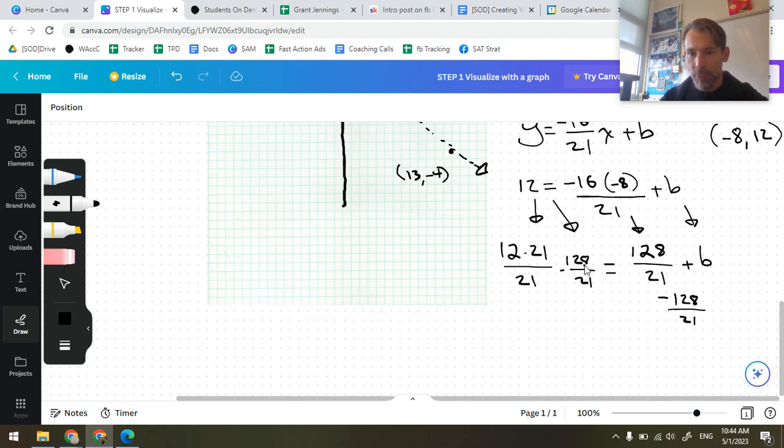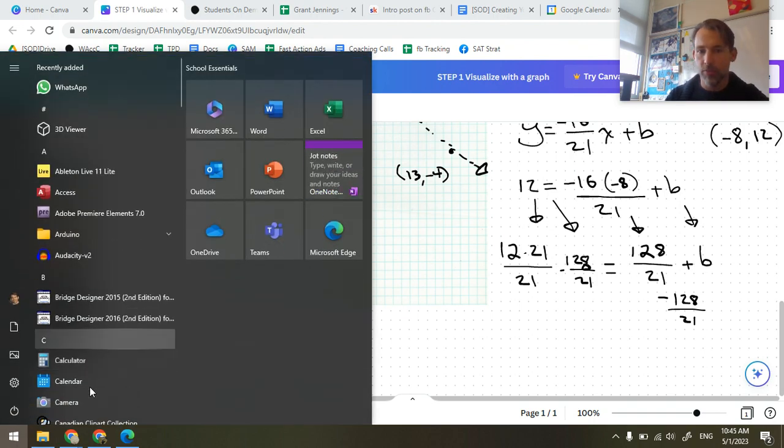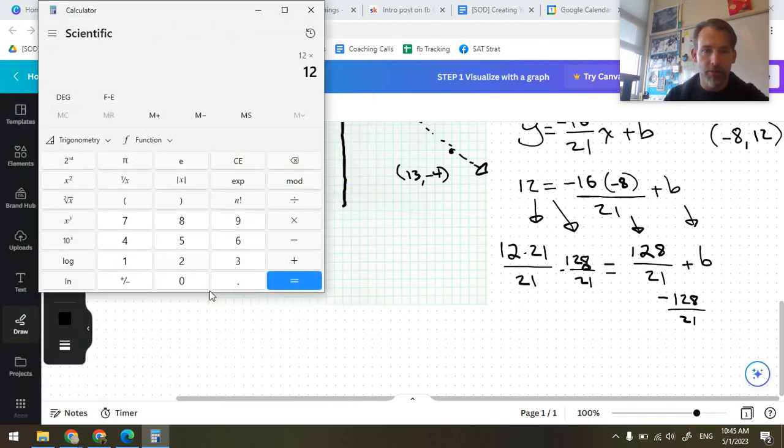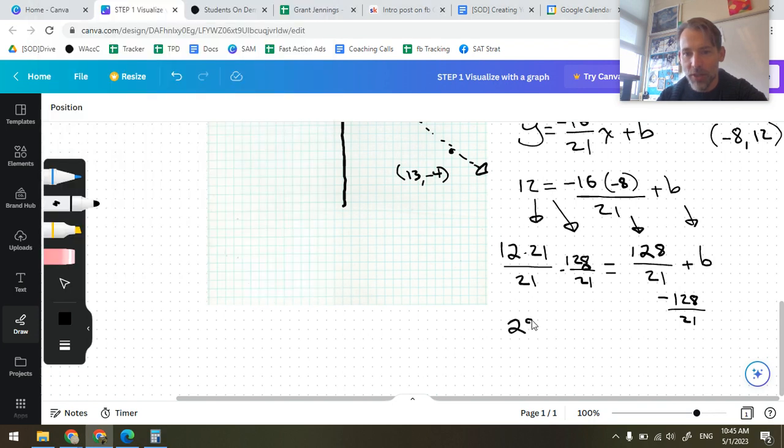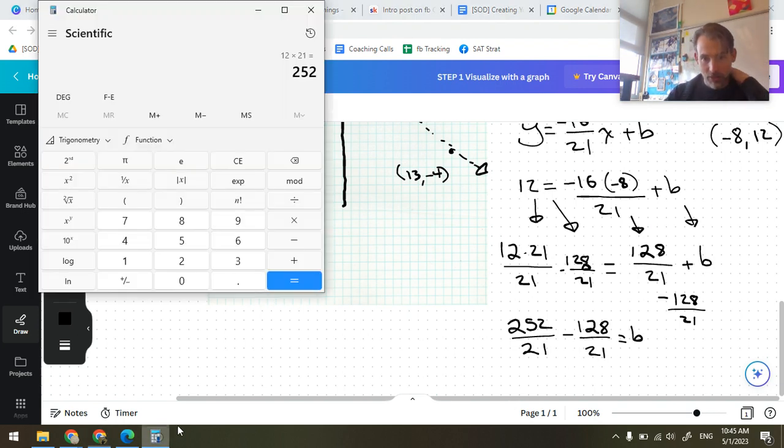Okay, cool. Now, we need to do this 12 times 21, and you could absolutely do that in your head, or you could absolutely just bring out a calculator and do 12 times 21. Gives you 252. Very, very beautiful number. All right, so that's 252 over 21 minus 128 over 21. Well, that's b. All right, let's find out what that is. 252 minus 128. Don't mind if I do. Minus 128 equals 124. All right, cool. 124 over 21.